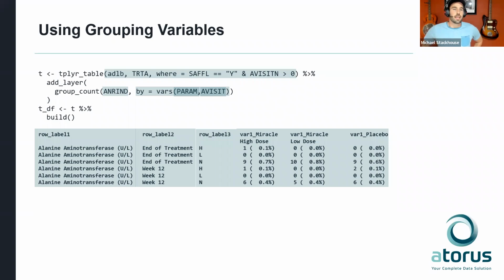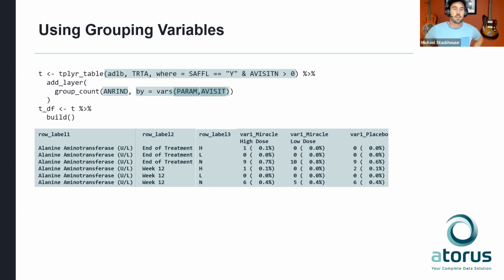In here, by using vars, we can say, I want to group my data by param and avisit. And those two things will be combined together to produce the row labels that you see here, where we see the alanine aminotransferase test or parameter, and then end of treatment and week 12 as the visits that we're looking at the moment. And then this can be combined with strings to set character row labels as well.